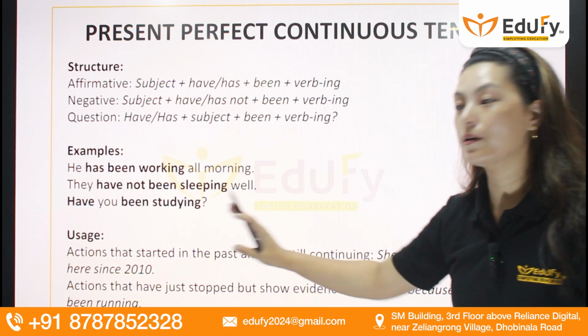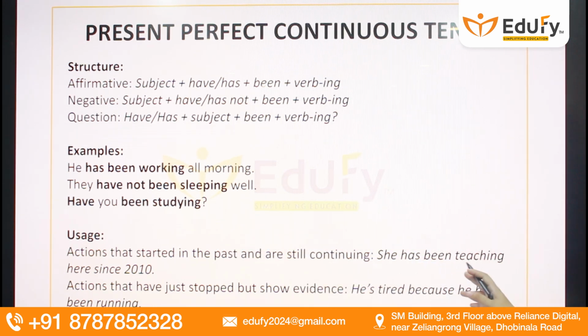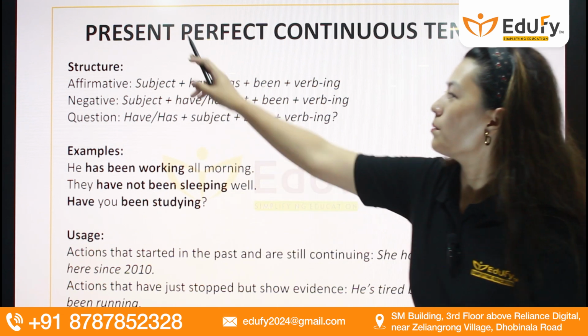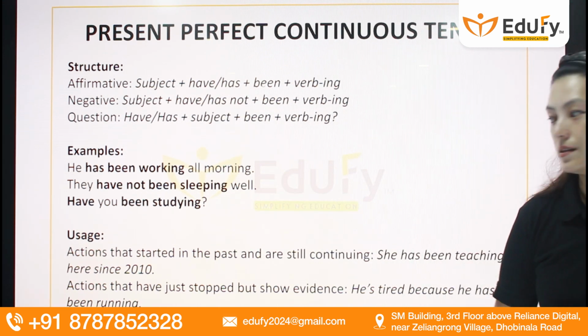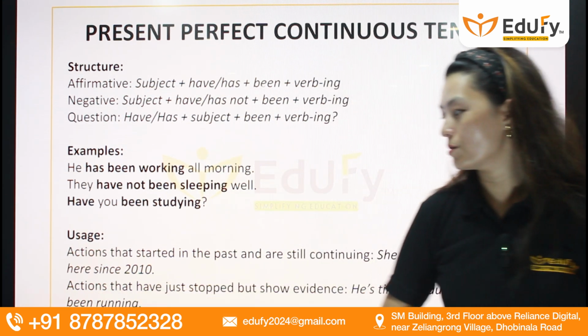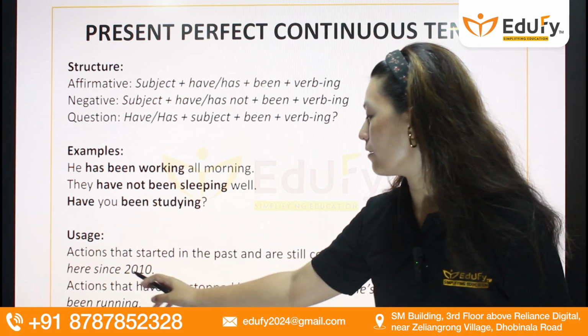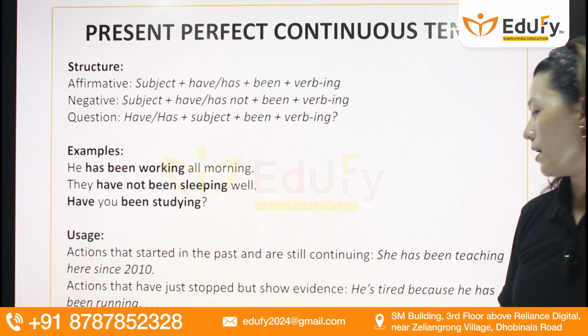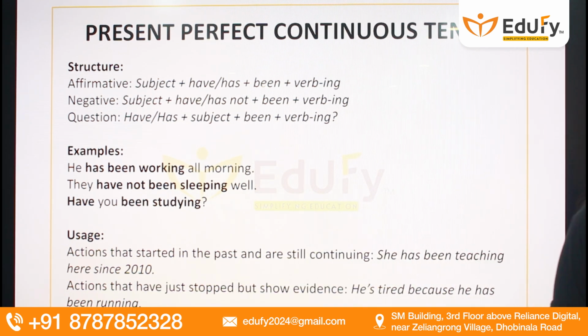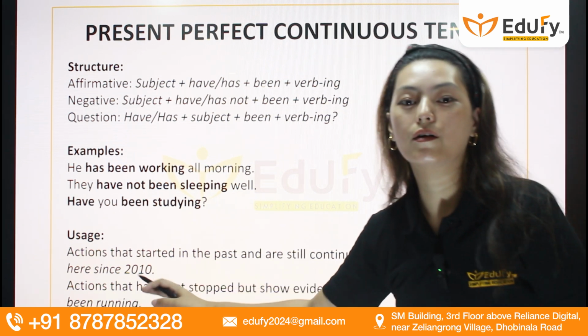If you're confused about that as well, you can also look at the structure again. She is the subject plus has plus been plus the verb in ing form. So this one denotes a present perfect continuous tense. If you look at the second usage, it is actions that have just stopped but show evidence of the present form. For example, he's tired because he has been running.